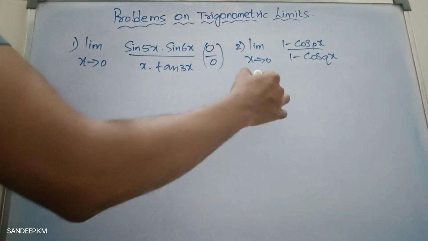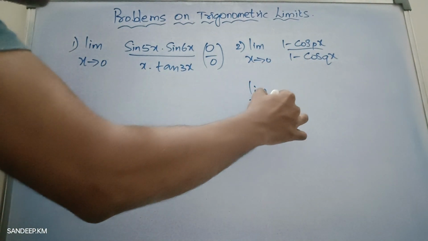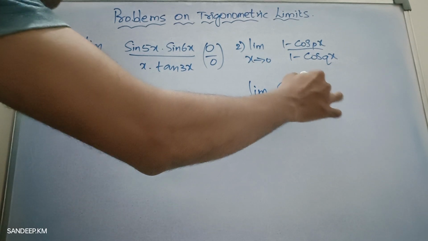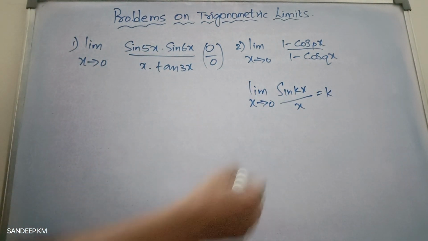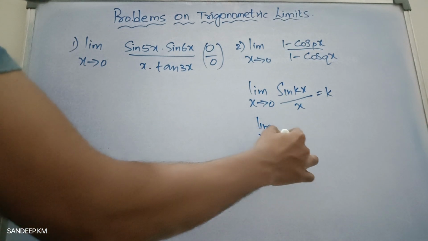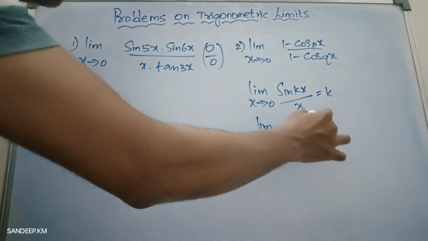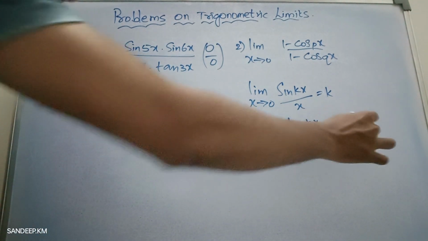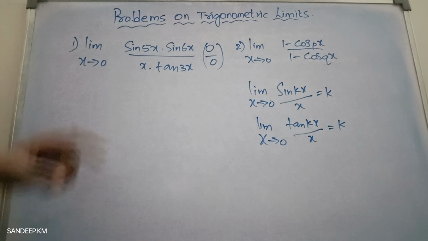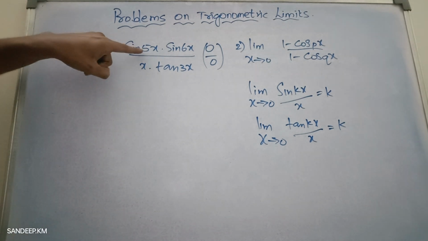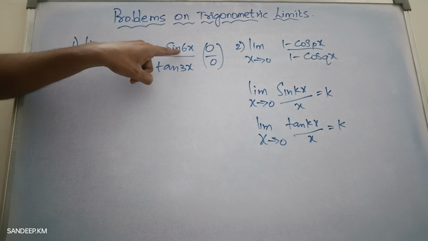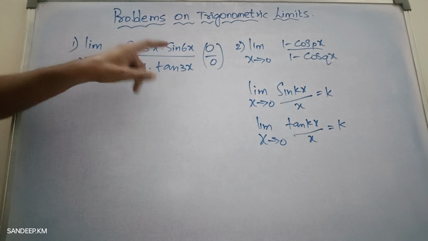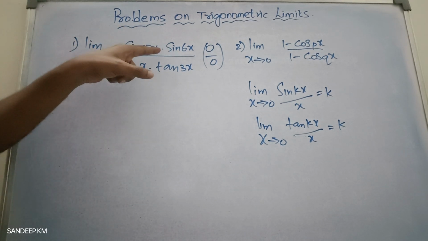Do you remember this formula? Limit x approaches 0, sin kx divided by x equal to k. We have just discussed it in the previous video. And similarly, limit x approaches 0, tan kx divided by x is also equal to k. Let us use this fact. See, sin 5x needs x in the denominator. Sin 6x also needs x in the denominator. So I want x into x, which means x square in the denominator.